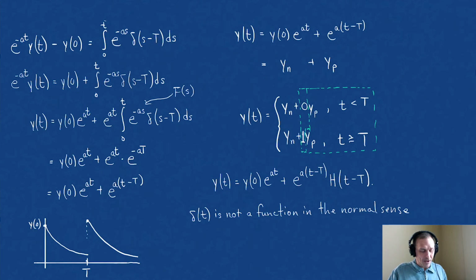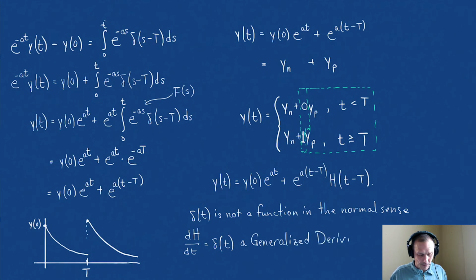So that's not normal. Also, the way we interpret the derivative of the Heaviside function at time t equals 0, what we call the derivative of H, when we write the result as the delta function of t, is called a generalized derivative. It's a big deal. And we're not going to worry about this.